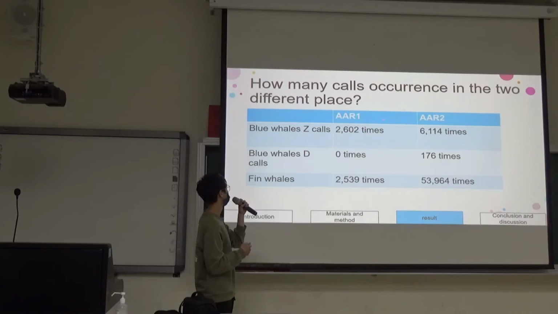And we don't detect any blue whale D calls in AR1, but in AR2, we detect about 176 times. And for pink whales in AR1, we detect about 2,500 times, and for AR2, the number increased to 54,000 times.